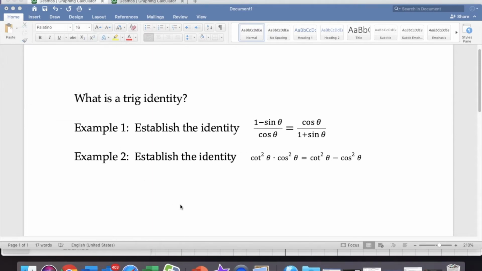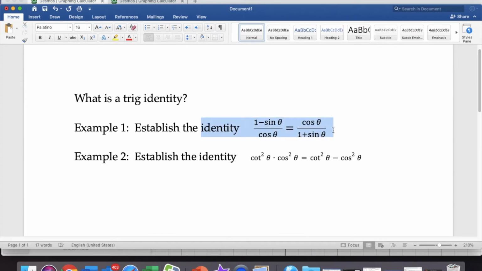Today's goal is to learn what an identity is and learn some strategies that will be helpful in order to prove them. So for starters, what is a trig identity? A trig identity presents itself like an equation, as in our first example here, where it says to establish the identity (1 minus sine theta) divided by cosine theta is equal to cosine theta divided by (1 plus sine theta).